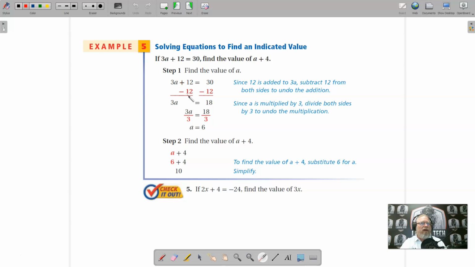Well, plus 12, let's do a negative 12. What we do to one side, do to the other. The 12's cancel each other, leaving us with 3a. 30 minus 12 is 18. We now have 3a equals 18.